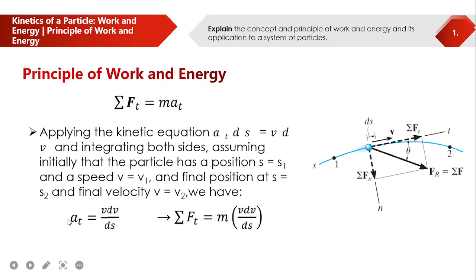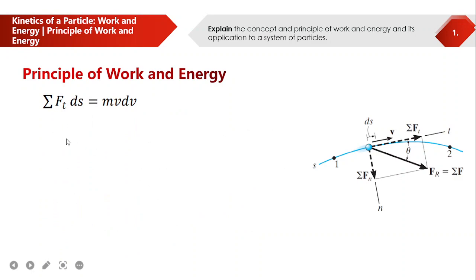Substituting into our force equation, the summation of all the tangential forces is equal to mass times a sub t, which is equal to v dv over ds. So the summation of all the tangential forces is equal to m v dv over ds. We multiply both sides by ds to cancel the ds on the right side, so the ds goes to the left side.